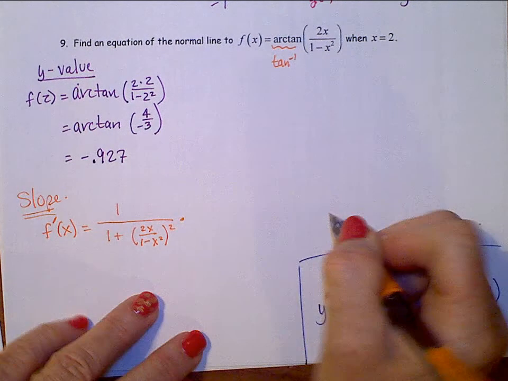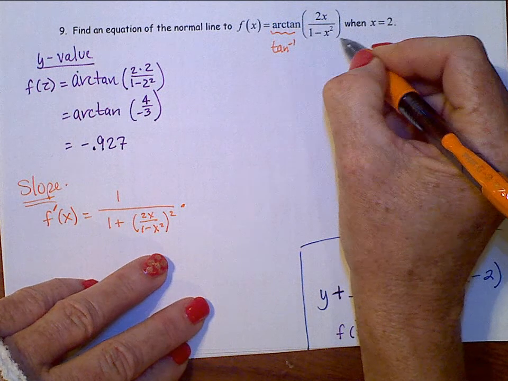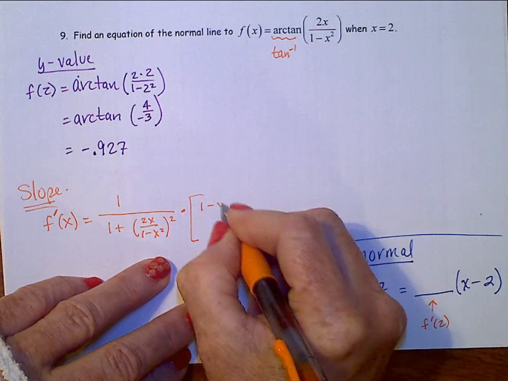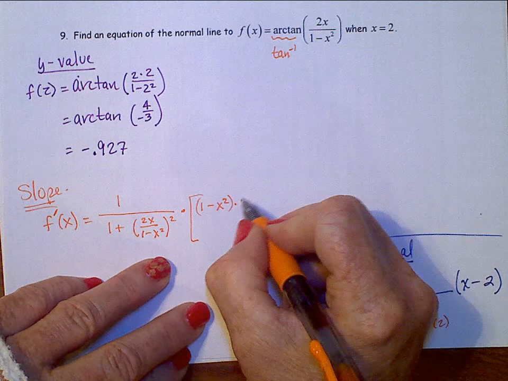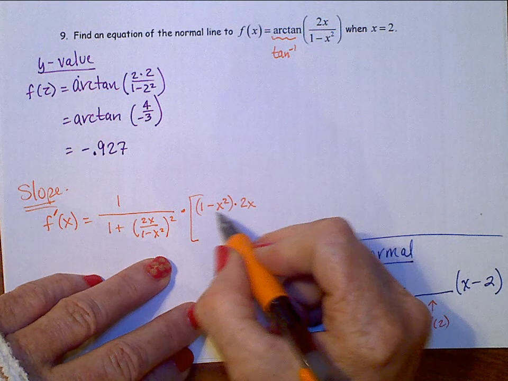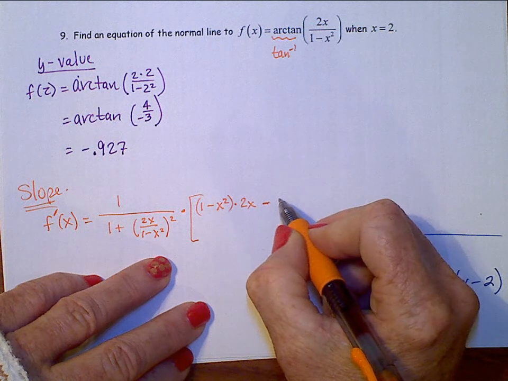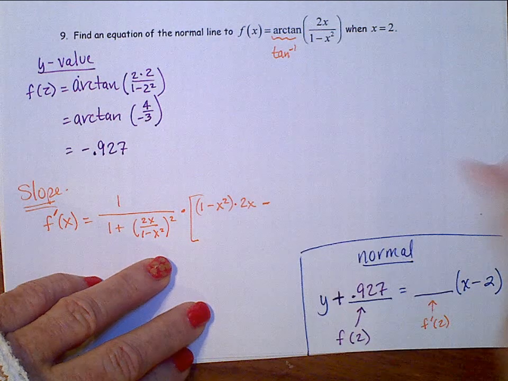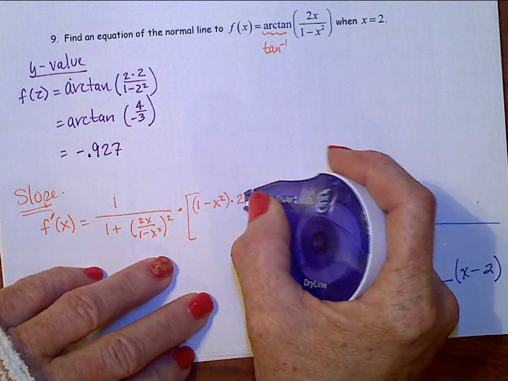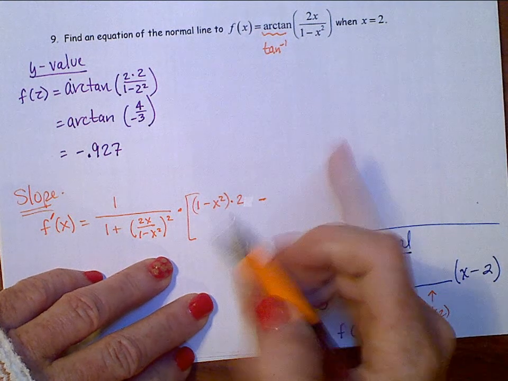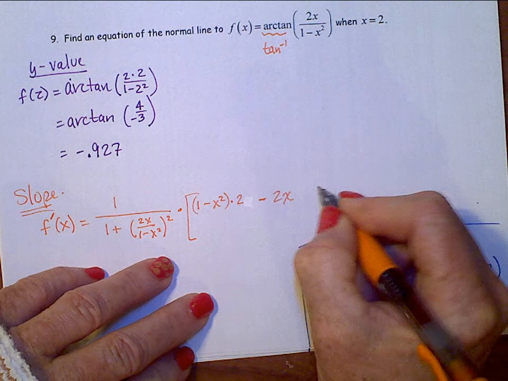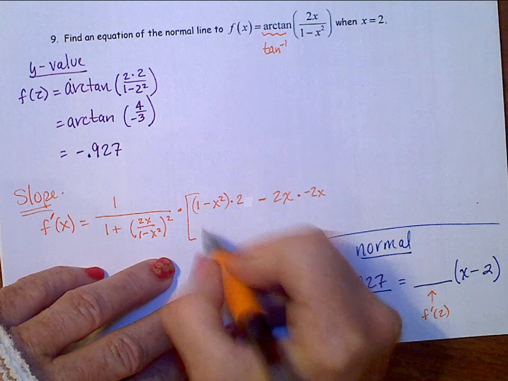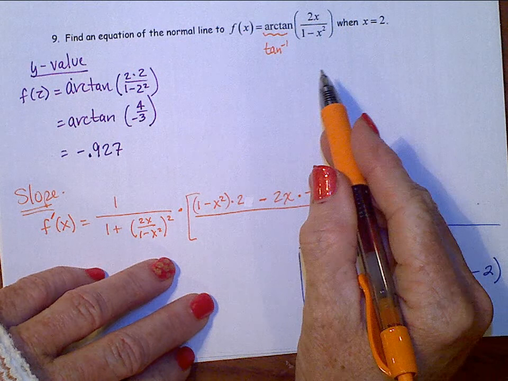Times the derivative of the inside. So now we have to do a quotient rule here. These big square brackets make sure I hit all of the quotient rule. Bottom, 1 minus x squared, times the derivative of the top. It's not 2x. What's the derivative of the top? Yes, silly Mrs. Rachel, it's just 2. Bottom, derivative of the top, minus top, 2x, times the derivative of the bottom, negative 2x, all over the bottom squared.